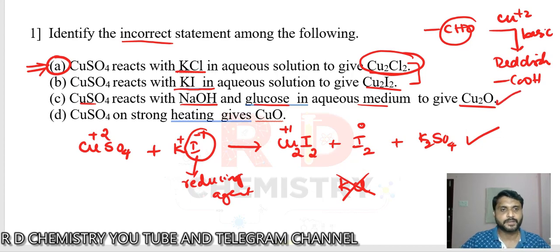This reaction is feasible. And copper sulfate on heating gives copper oxide, plus it can also give sulfur trioxide. This reaction is feasible. Okay, so the answer is option number A.